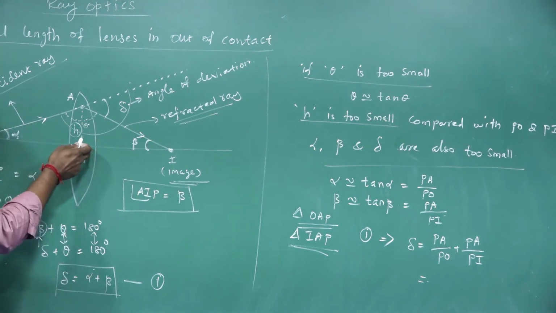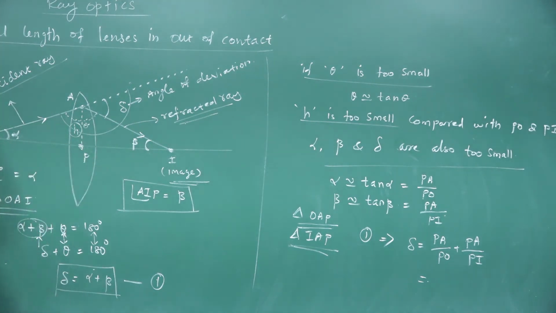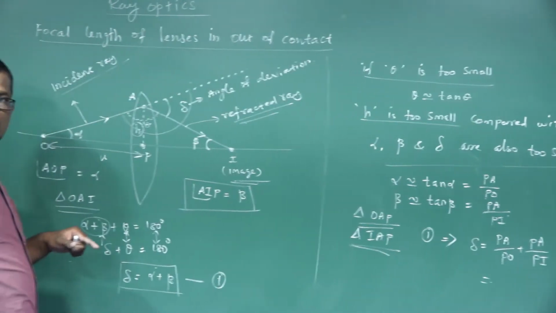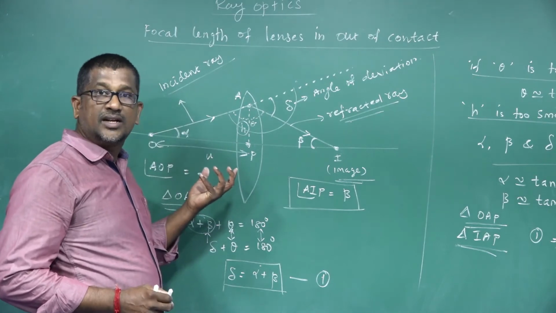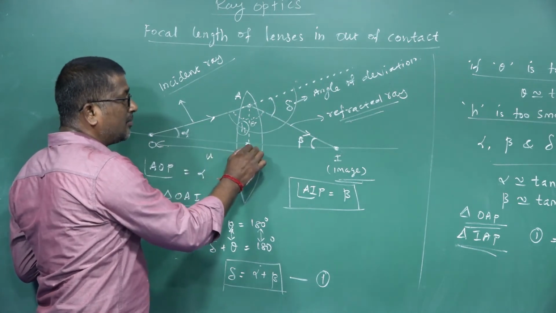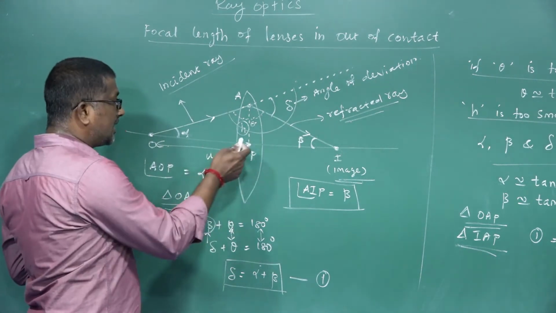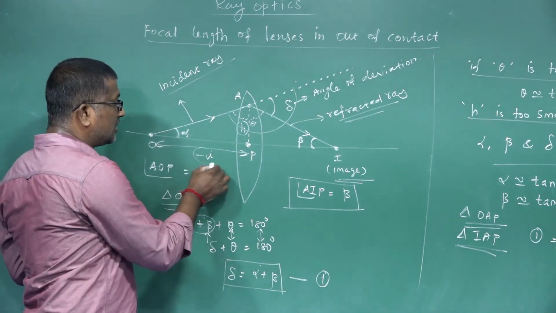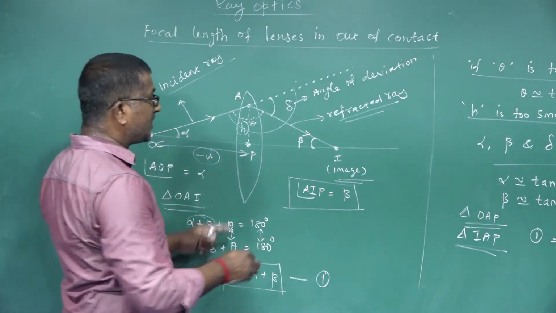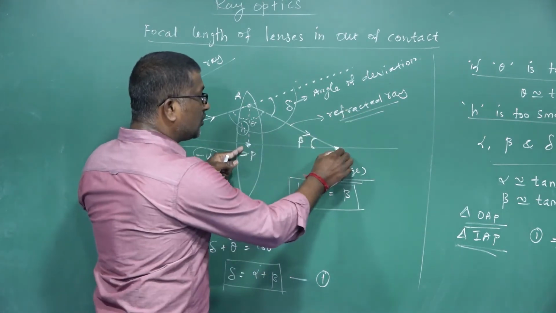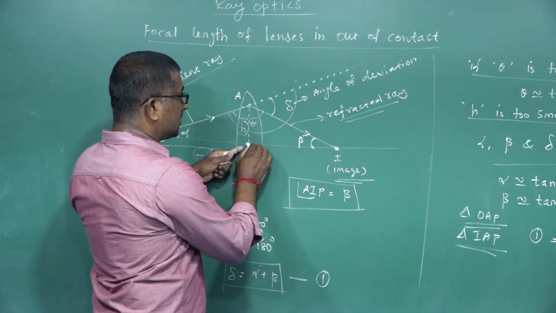Here P is the principal axis and O is a point object. The distance between the object and the optic center is called object distance. By sign convention, all the distances measured from the left of the optic center should be taken as negative. Here, this measurement is on the left side of the origin, so that is why this object distance should be taken as negative, right? And all the distances measured from the right side of the origin should be taken as positive.